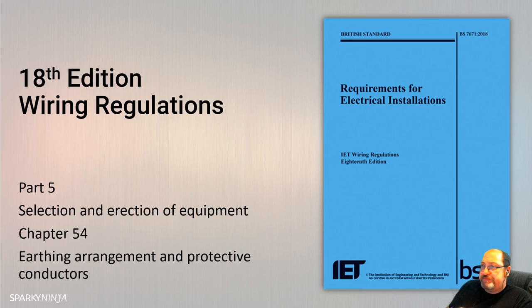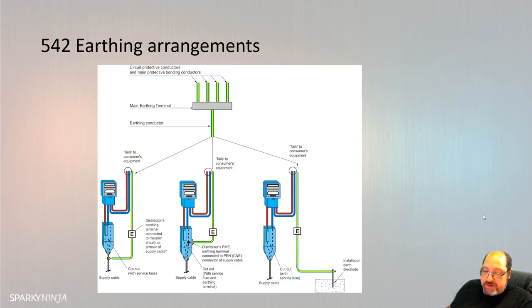This is a little bit of text which just describes these really. So for a TN-S system, the means shall be provided for the main earthing terminal of the installation to be connected to the earth point at the source of energy. Part of the connection may be formed by the distributor's lines and equipment. So there's your TN-S there.